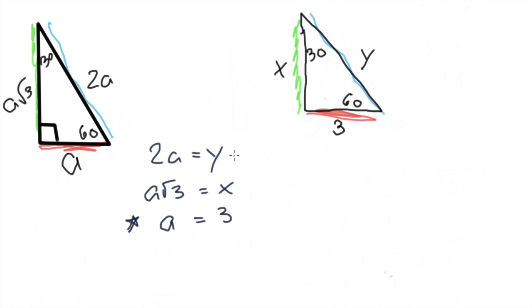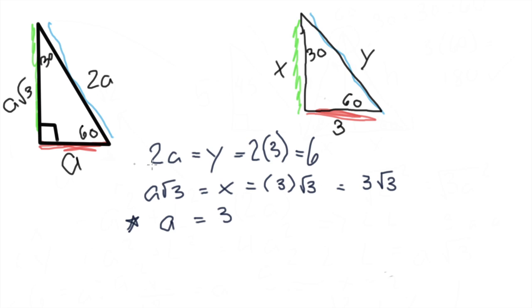So for y, we're going to plug in 2 times 3, because a is equal to 3, which tells us that y is equal to 6. And for x, we're going to plug in 3 times the square root of 3, which tells us that x is equal to 3 root 3. And now we know all of the sides of this triangle. Let's try another one.